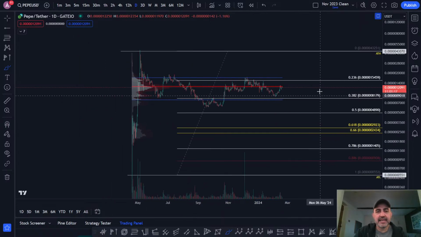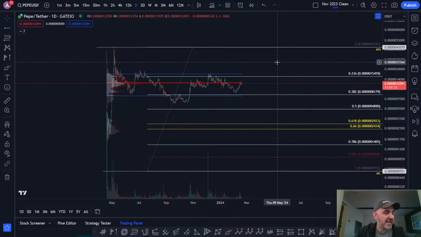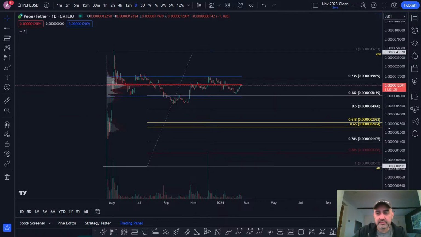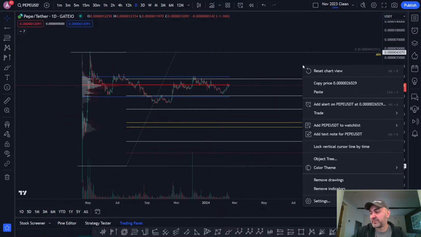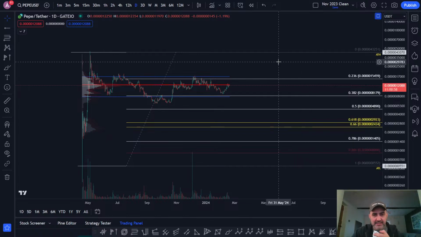There's nothing really to say about PEPE. I don't know what to say except that we're in a long-term accumulation range. If the price was to dip, there's two places that you could enter.